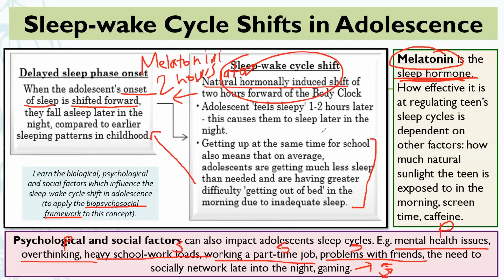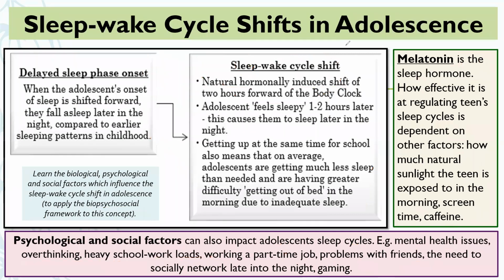So if I ever ask you in a SAC or quiz situation, identify one psychological factor contributing to a sleep-wake cycle shift, you might talk about overthinking, anything related to your thoughts and feelings. When we're talking about social factors, it's anything related to the social environment. That could be having a fight with a friend, feeling the need to socially network late into the night and all that kind of stuff. So yeah, that's basically applying the bio. So this is the B. This is the biological factor, and the psychological factor is in the pink box, and the social factors are in the pink box as well. Alrighty.